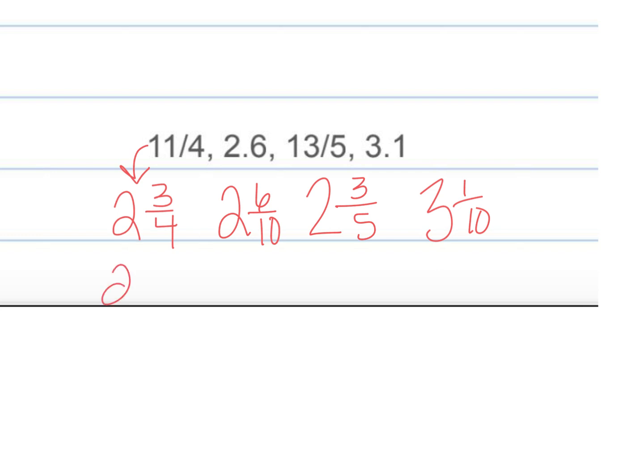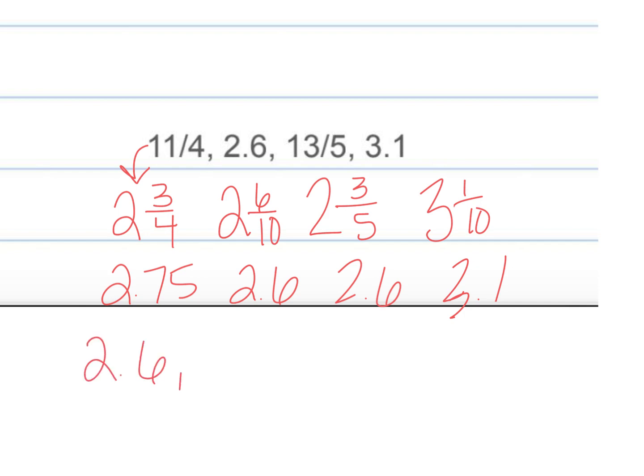So 2 3/4 is going to be 2 75/100. 2 6/10 is going to be 2 6/10. 2 3/5 is also going to be 2 6/10, and then 3 1/10 would be 3 1/10. So then we would order that, and we would have 2.6, 13/5, 11/4, and 3 1/10.